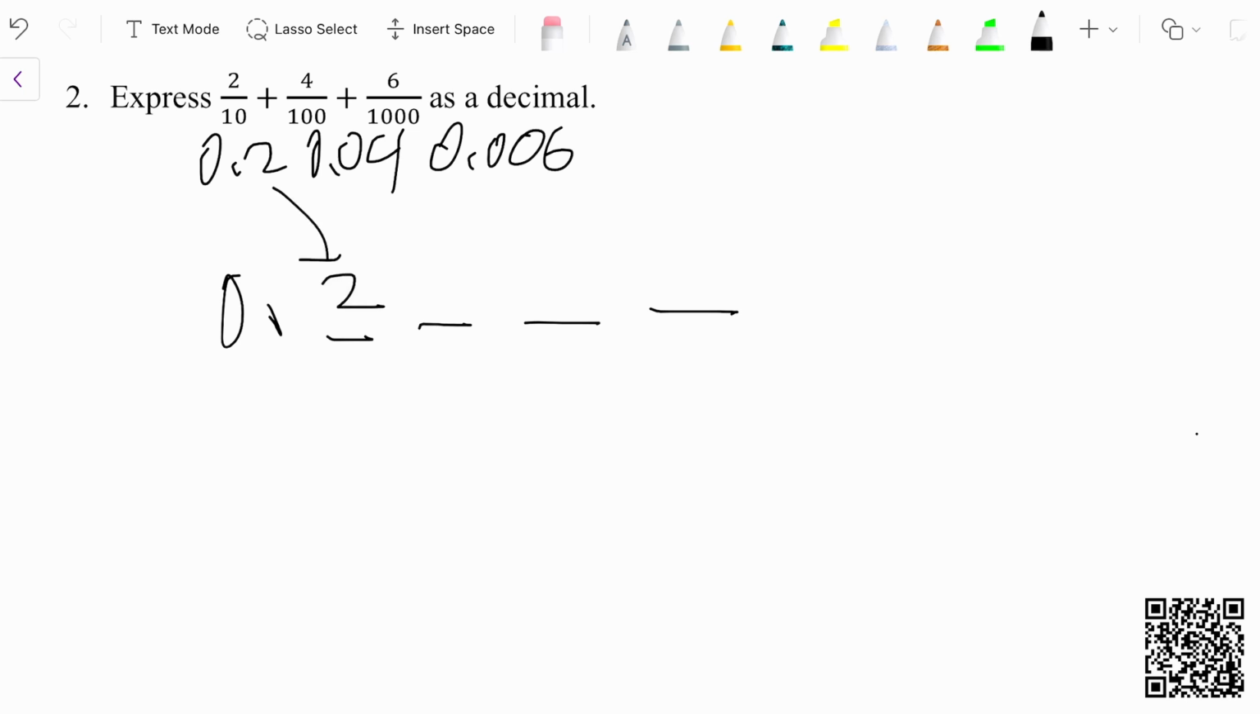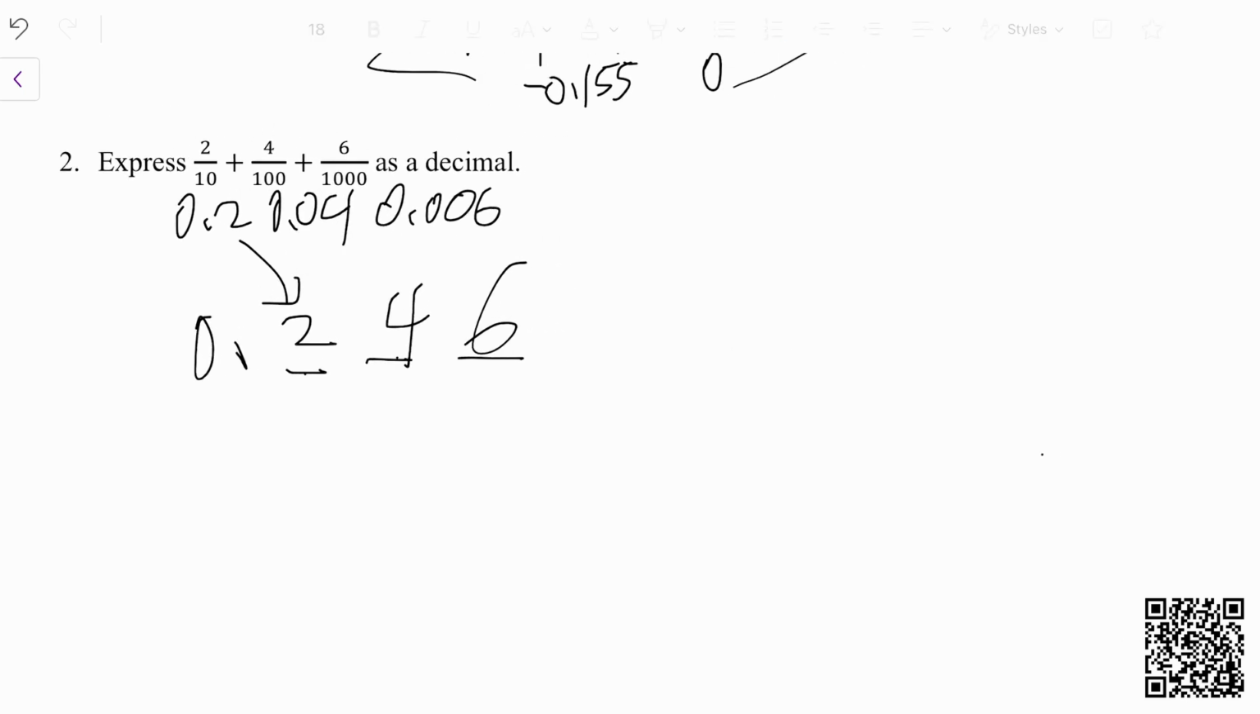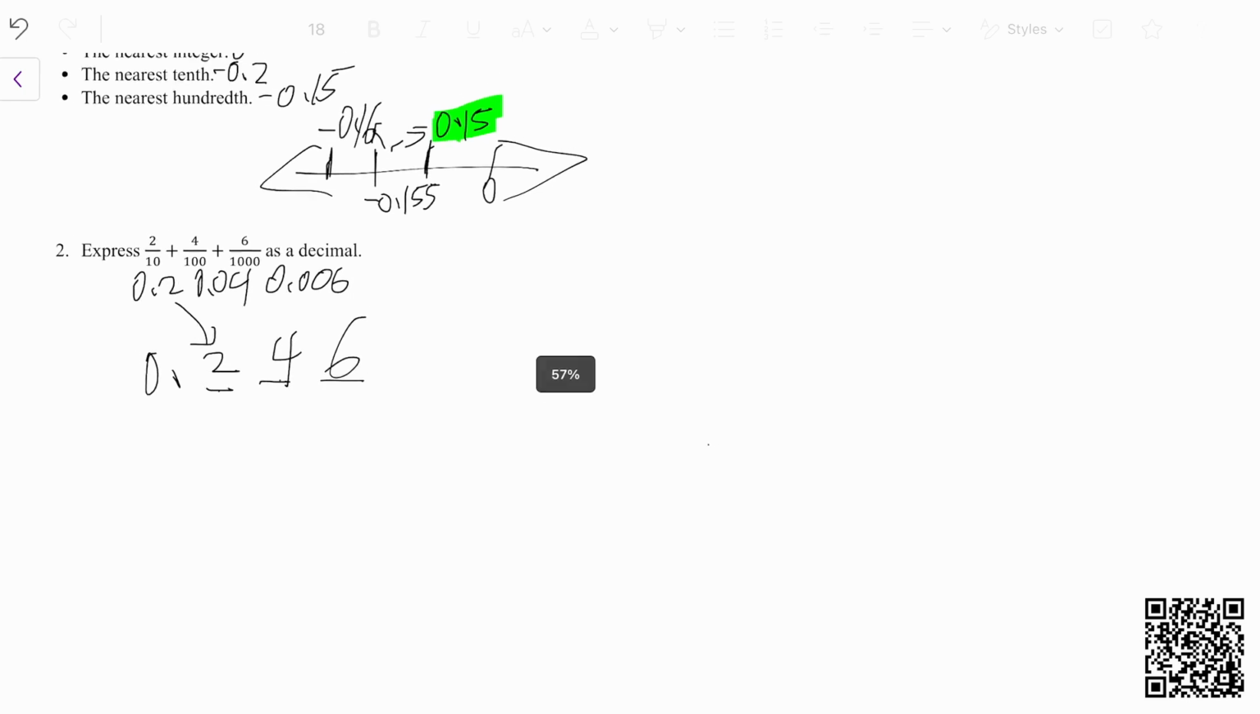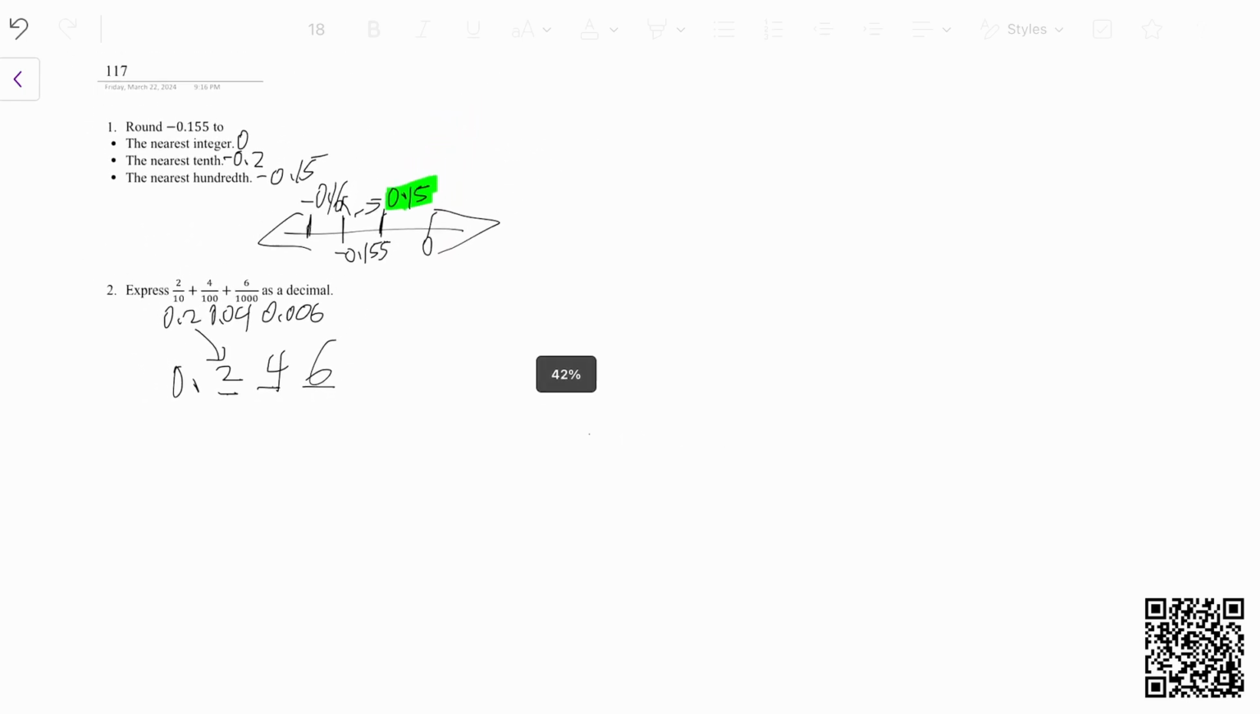since this is where the 2 goes, so it's 0.2. Then 0.04, so this is where the 4 goes. And then 0.006, so this is where the 6 goes. Since they all get their own decimal place, you don't really need to worry about carrying numbers, well, we don't. That's pretty simple, just normal decimal addition.